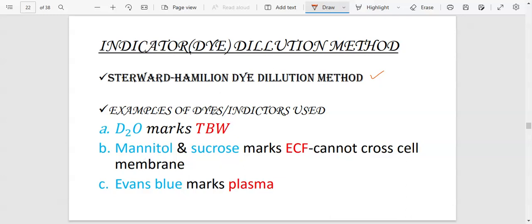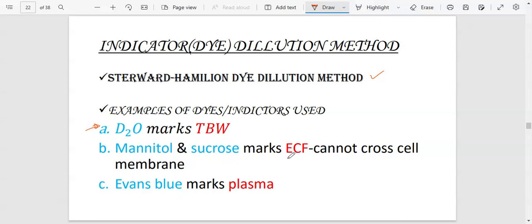Some indicators we use: when you want to find the total body water in the body, you use D2O. This is just an isotope of normal water, H2O, but instead of normal hydrogen you use an isotope of hydrogen. When you inject D2O, it goes to any point in the body that contains water and labels it, so you are able to find the total body water.